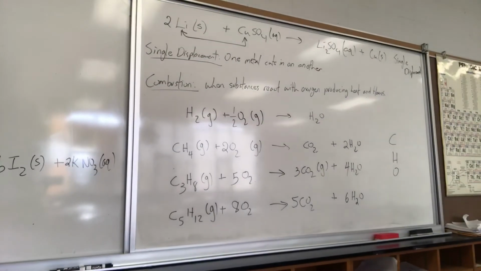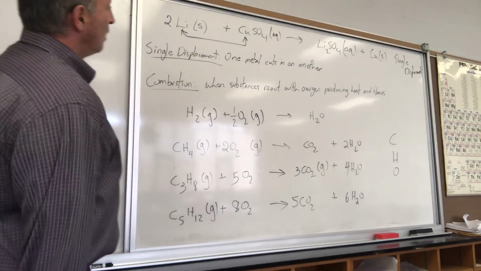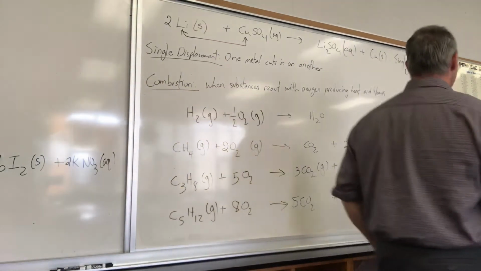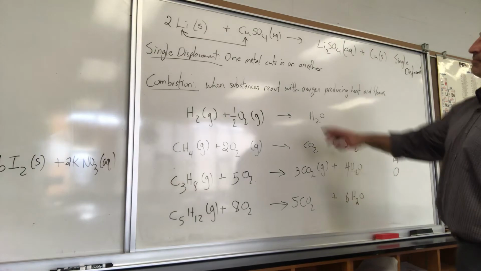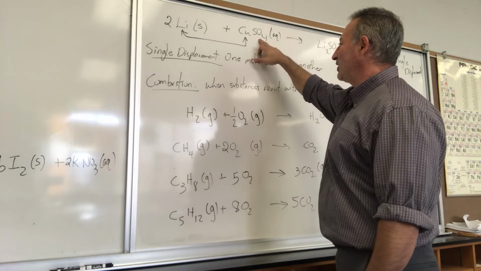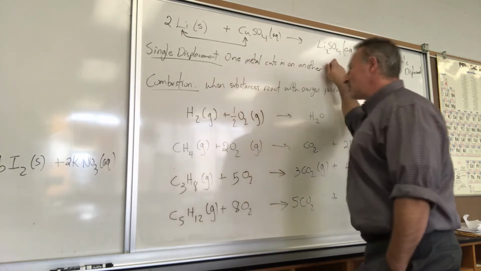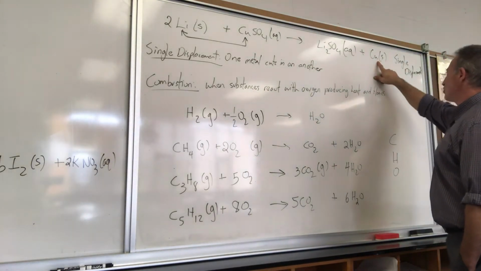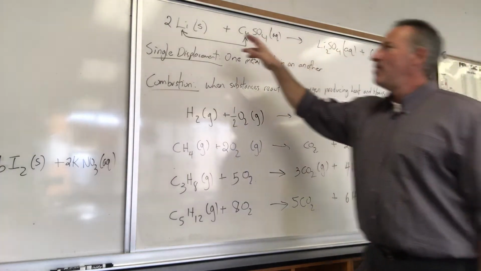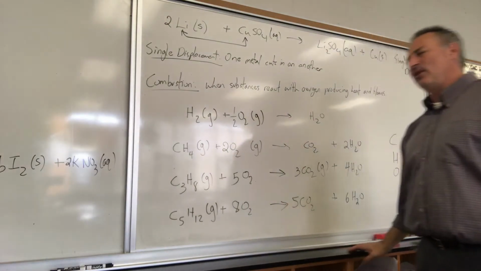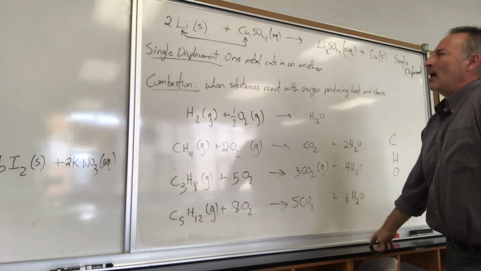The 2 remaining types of reactions are single displacement, where one metal cuts in on another. So in this case, I've shown lithium metal, a solid, cutting in on the copper in copper sulfate, replacing it so that you get lithium sulfate, and then the copper reverts to the metallic state. So for this to happen, the metal that's cutting in has to have a higher oxidation potential. It's something that you learn later on. Don't worry about that just now.